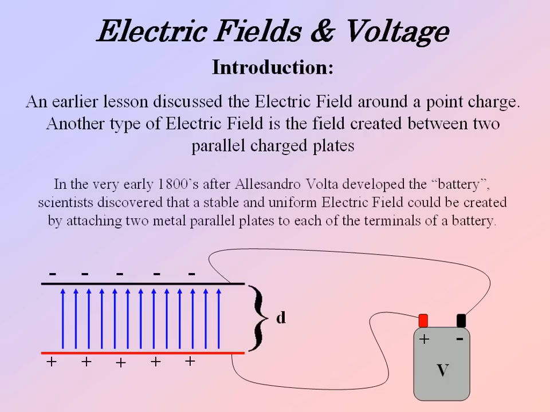In the very early 1800s, after Alessandro Volta developed the battery, scientists discovered that a stable and uniform electric field could be created by attaching two metal parallel plates to each of the terminals of a battery. Here we have the top plate, bottom plate. Bottom plate is attached to the positive terminal. The top plate is attached to the negative terminal. The blue lines represent the uniform and parallel electric field.